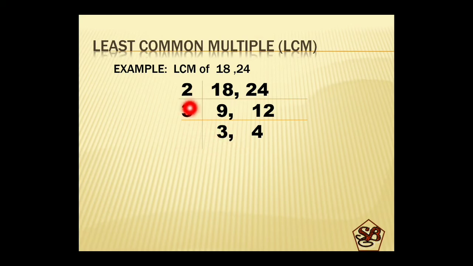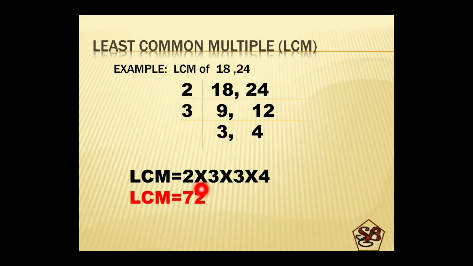To find the LCM, we will multiply these two and the last row which we have got here. That is 2 into 3 into 3 into 4. When we multiply them, we get the answer as 72. So LCM of 18 and 24 is 72.